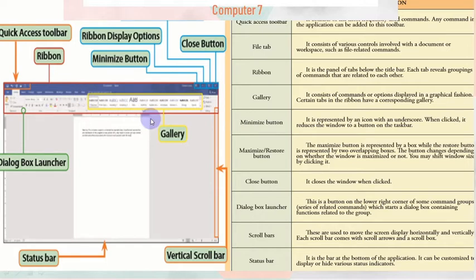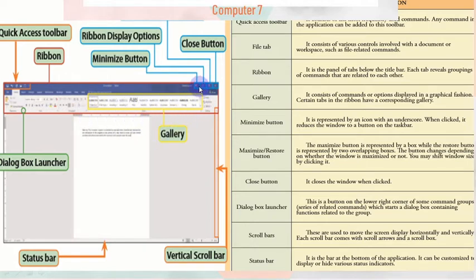For our gallery, certain tabs in the ribbon have a corresponding gallery, which consists of commands or options displayed in a graphical fashion. That's why it's called gallery. For the home tab, we have this kind of gallery.